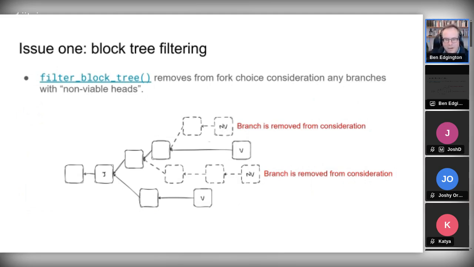So here we are. If we start with a justified block, this is the second block from the left here. We've got our block tree, which we're feeding to LMD Ghost. But before we run the get head algorithm, we're filtering out some branches with non-viable tips and removing them from consideration.